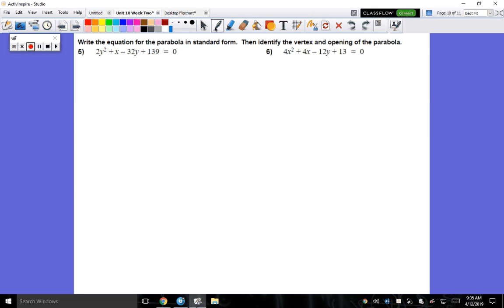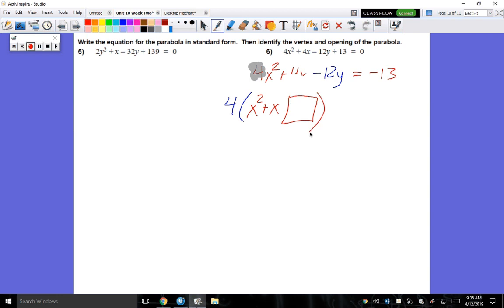First step we're going to do is we're going to move this 13 over by having a negative 13 on the right side. We're going to group our x's together. And then we're going to group our y's together. Next thing I notice immediately is that my coefficient is not 1. So I'm going to GCF out that 4. Notice how I GCF'd it out from both. And I'm going to leave a little bit of space to complete that square here. Okay, so let's write everything else. Minus 12y is equal to negative 13.